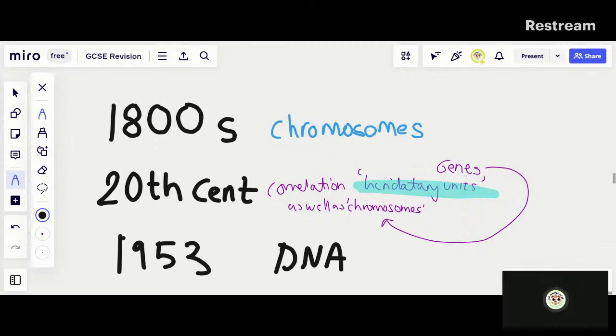This allowed scientists to go on and find out exactly how genes work. Okay, and now, in relation to history, we're now moving on to evolution.